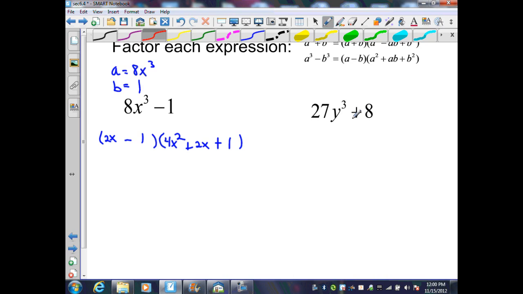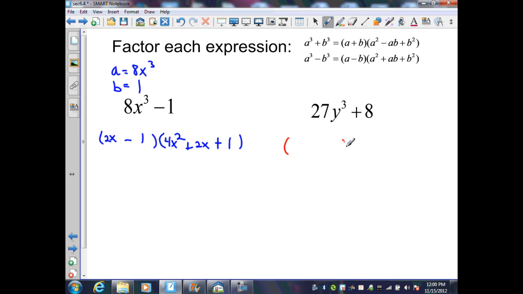Let's do the same procedure on my next example, except here I have a sum of cubes, and I need to find the cube root of my first term. Here my A would be 27y cubed. That would be 3y. My B would be the cube root of my second term, which is 8, and that would be 2. And since this is the sum of cubes, my first term is a plus sign.